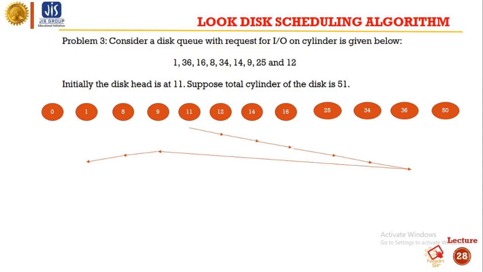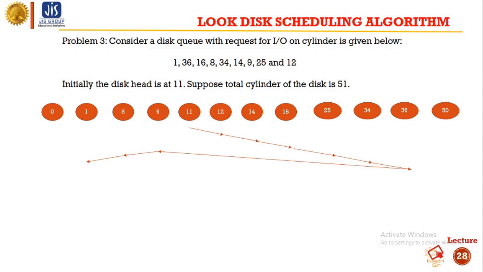See, this is how the scheduling movement happens. Suppose we move in the opposite direction, what will happen? From 11 we will move to 9. From 9 we will move to 8. From 8 we will move to 1. From 1 we will move to 12.